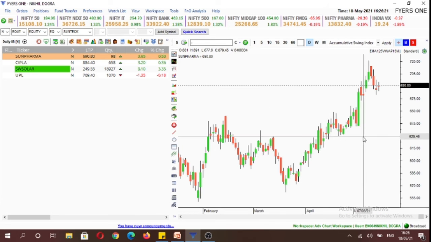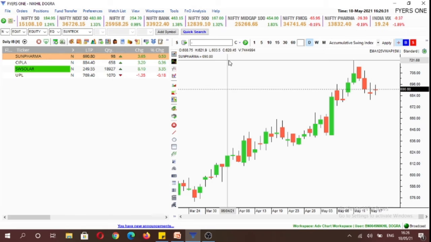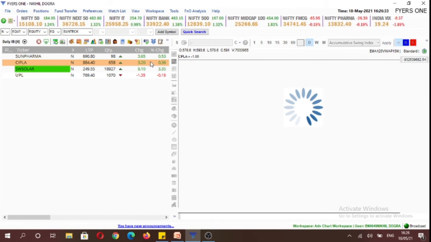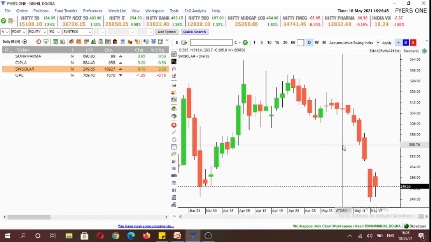The first stock would be Sun Pharma. Above 695.95 level, we look for a buying opportunity, or below 684.65, we look for a selling opportunity in Sun Pharma. The second stock is Cipla. We look for a buying opportunity above 888.45 levels, or a selling opportunity below 878.35 levels.